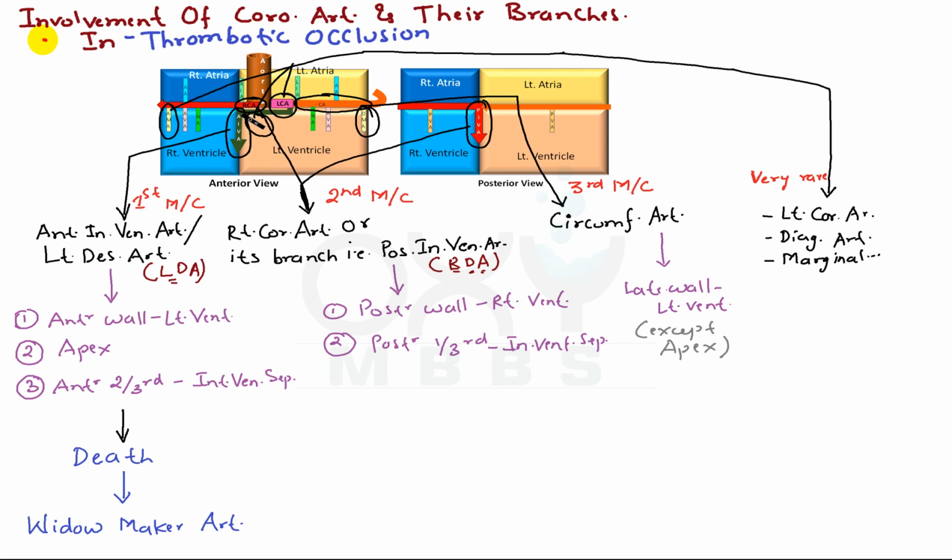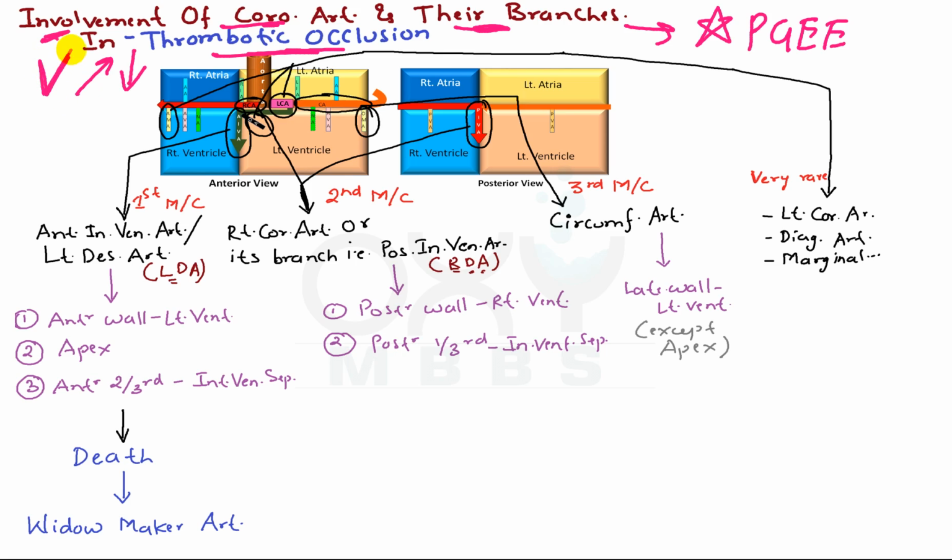Now friends, let's talk about a very important part under the arterial blood supply to the heart, and that is the involvement of the coronary artery and their branches in thrombotic occlusion, and this part is very important for your PG entrance exam. So please be more focused on this topic. And friends, if you find any difficulty regarding this part of the arterial blood supply, then please ask me, because it is very important. So let's start this important part.